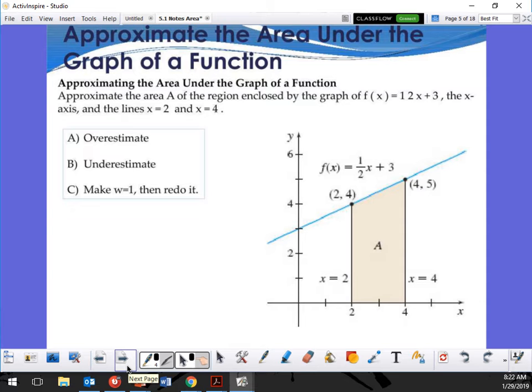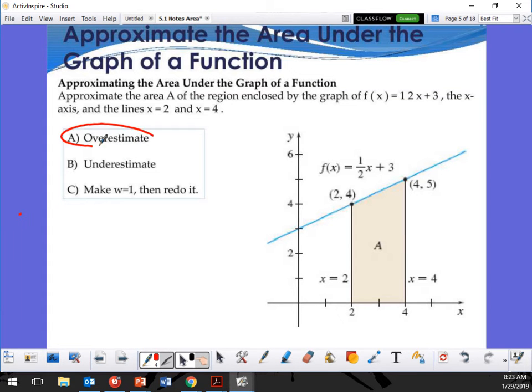Now, for this one right here, approximate the area under the graph enclosed by the graph 12x plus 3, and the x-axis, and the lines from 2 to 4. Let's start with which one would be an overestimation. In this case, is this going to be a left hand or right hand? Think about over. My rectangle has to have empty space. An overestimation, it would be a right hand. Oh, over. That's what I'm talking about, okay?